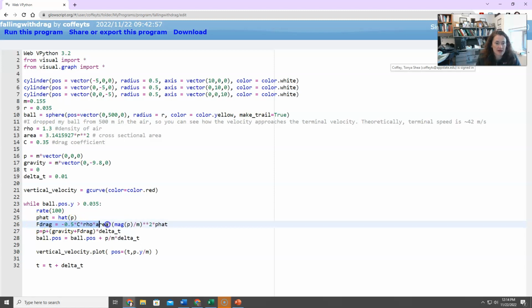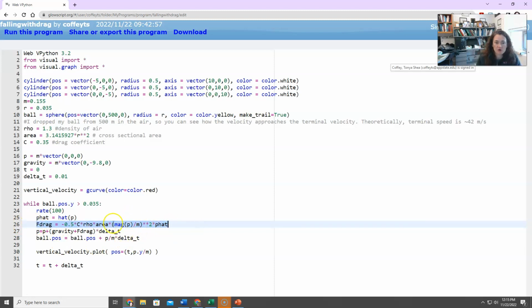Then I calculate the magnitude of my drag force, okay? The magnitude of my drag force is 1/2 c rho a v squared. So here's my 0.5 times c times rho times my area times. Now, my momentum is a vector. It's a vector, okay? So that means that in order to find the speed squared, I have to take the magnitude of my momentum vector, mag of p, and then divide it by the mass. And that gives me my speed, okay? And then I square my speed. And then in order to find the direction, I multiply it times the minus and then times p hat. And so that's how you find your drag force, all right?